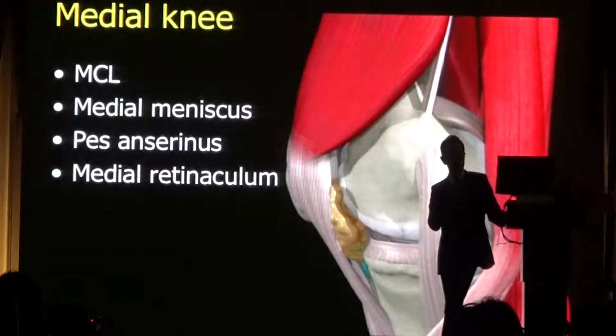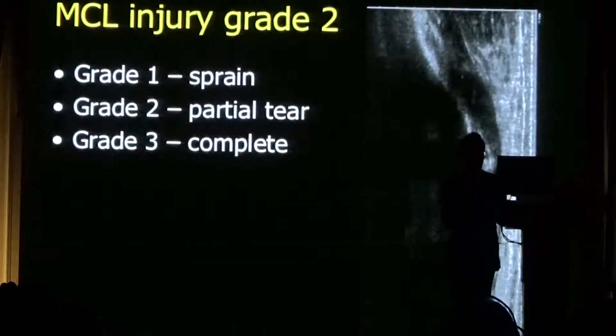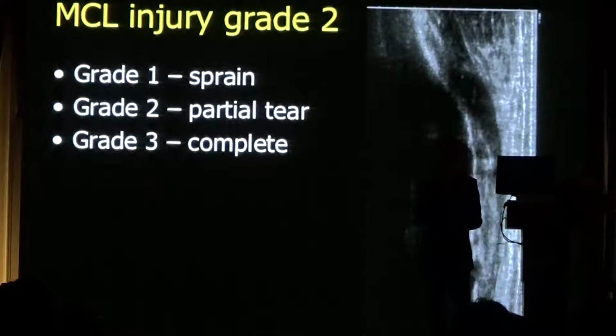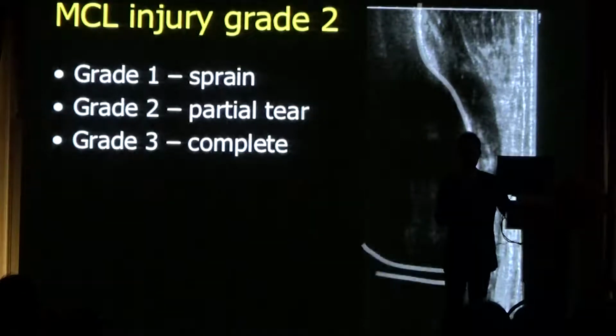On the medial aspect of the knee, we have the medial collateral ligament, the medial meniscus, the pes anserine tendons, and the medial retinaculum. The medial collateral ligament is commonly injured in the knee as part of a sporting injury. And on MRI, you have a grading system which is shown here. So grade 1 is a sprain where there may be some fluid seen outside the ligament. Grade 2 is a partial tear, and grade 3 is a full thickness disruption.